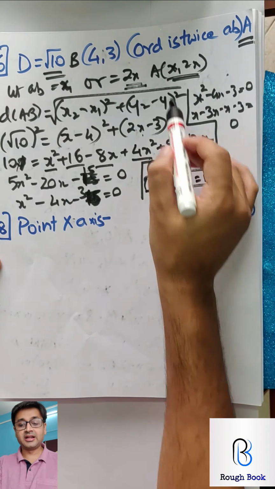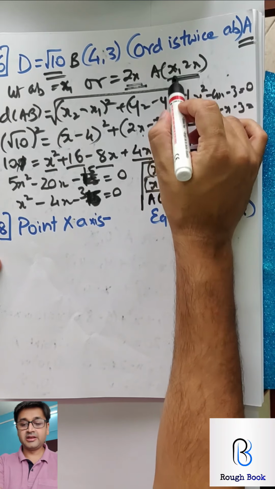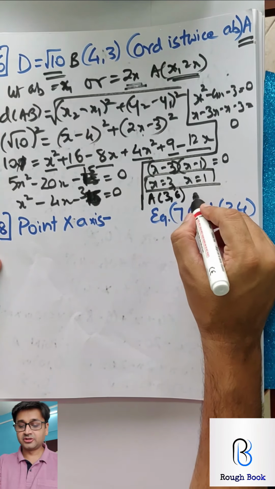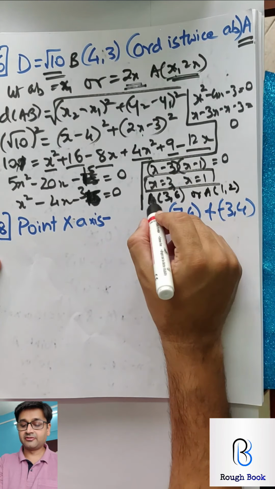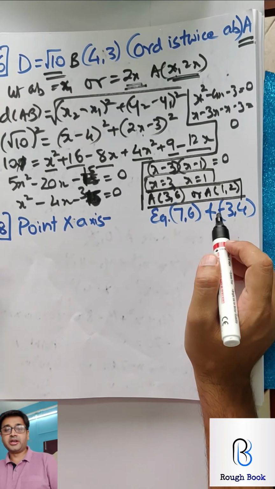Now this is not your final answer, because you need to get the answer in terms of a. So for a, if x is 3, then this will be double of 3, so 6, or a can be, if x is 1, double of that will be 2. So our final answers are going to be a is 3 by 6 or a is 1 by 2.